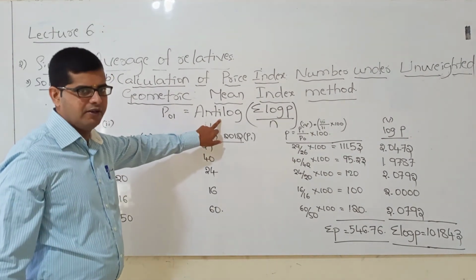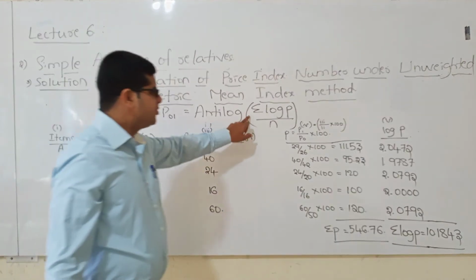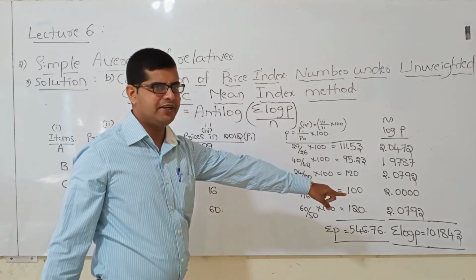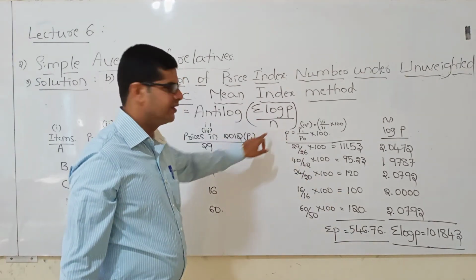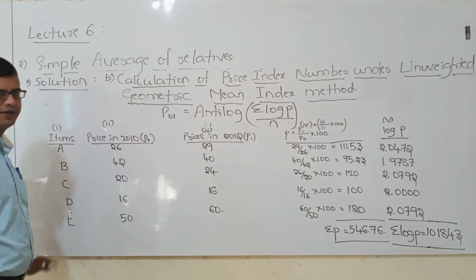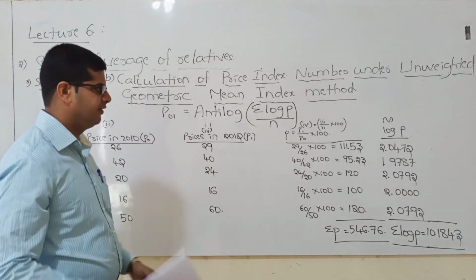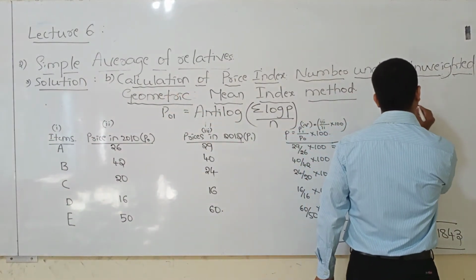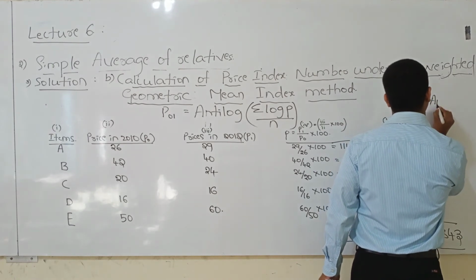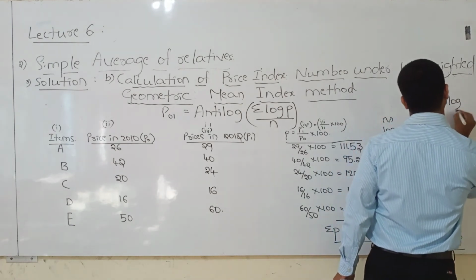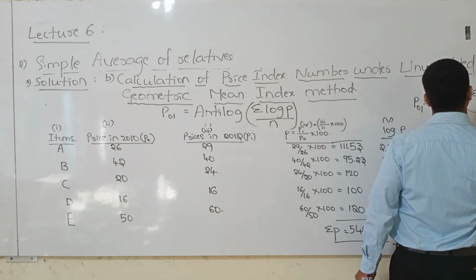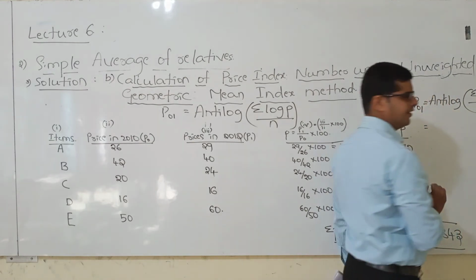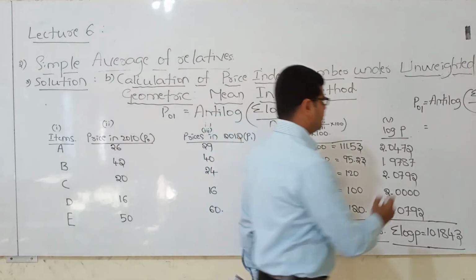P01 is equal to anti-log, this we take later, into summation log P divided by n. Summation log P is calculated, n we know. Number of items 1, 2, 3, 4, 5. Okay, so 5 items are there. So we apply now the main formula, that is P01 is equal to anti-log into bracket summation log P divided by n.